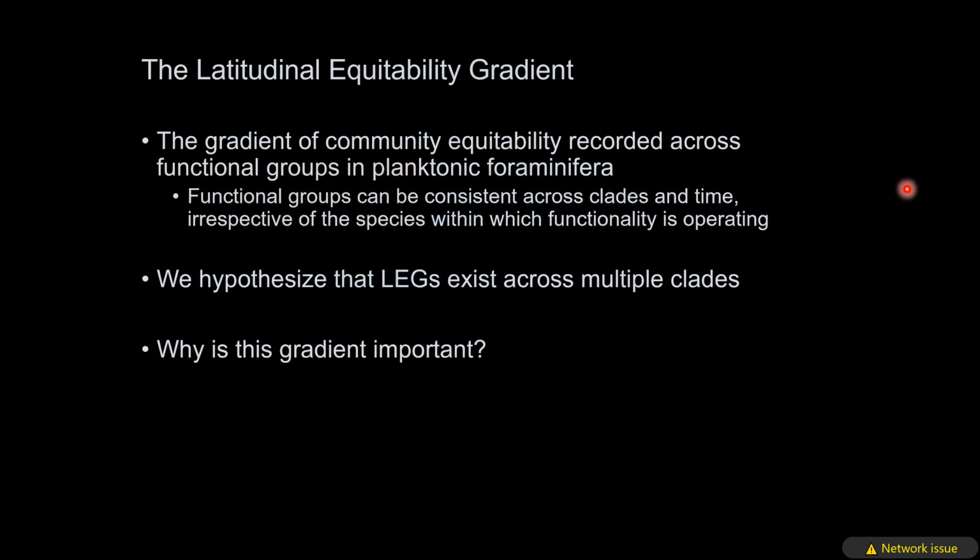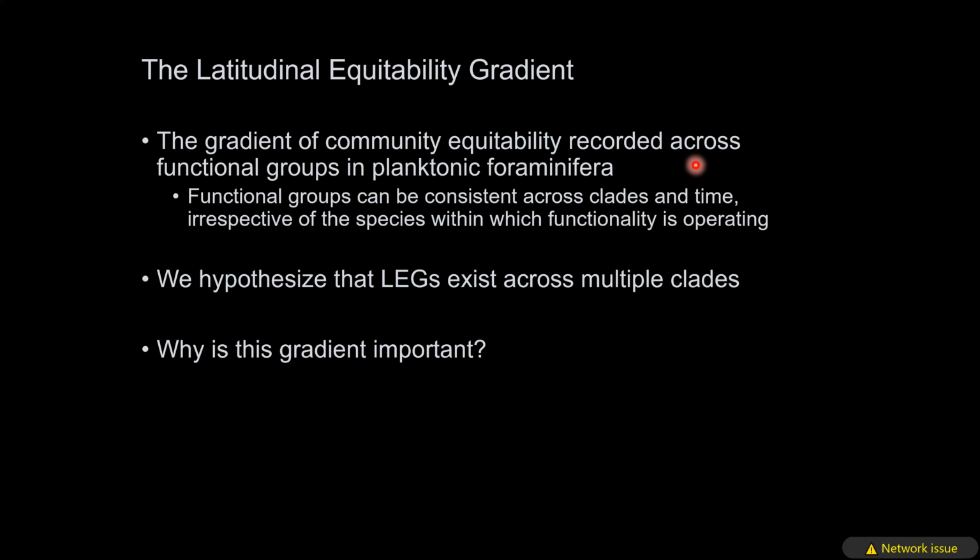And what we've been calling this is the latitudinal equitability gradient. And this is the gradient of community equitability recorded across functional groups such as morphogroups and ecogroups in planktonic foraminifera. And why it's important to be using functional groups, or you could use functional traits, functional characters, or just any characters, it doesn't have to have a known function, is that these traits and groups can be consistent across an entire clade. So our entire Cenozoic phylogeny can be broken down into 6 ecogroups and 19 morphogroups.